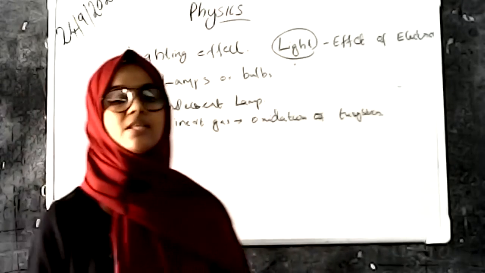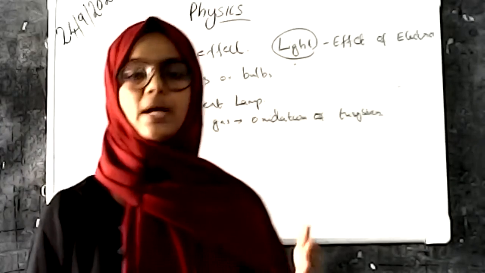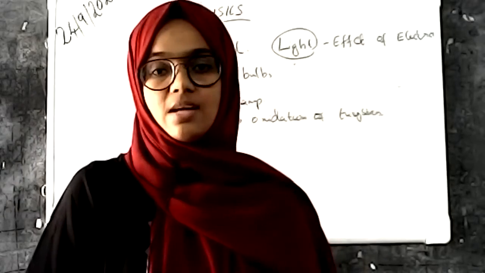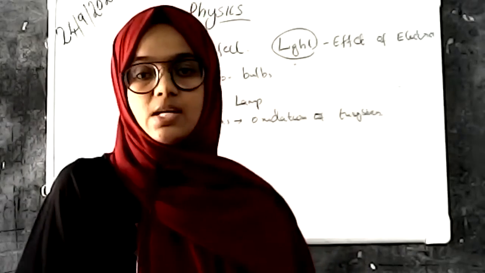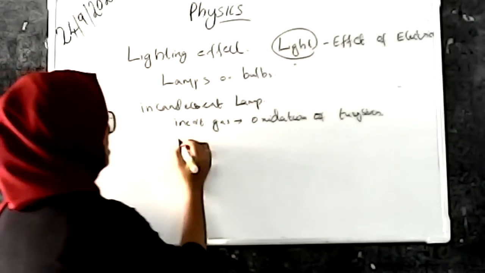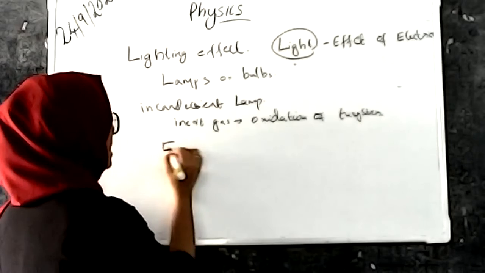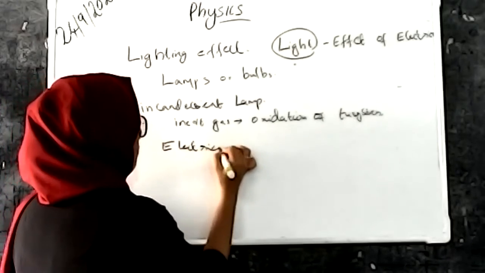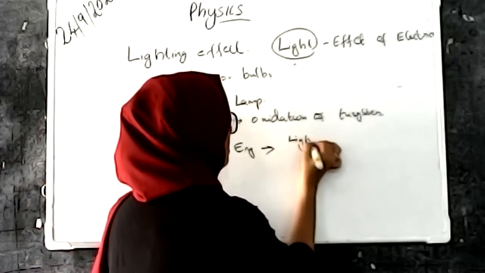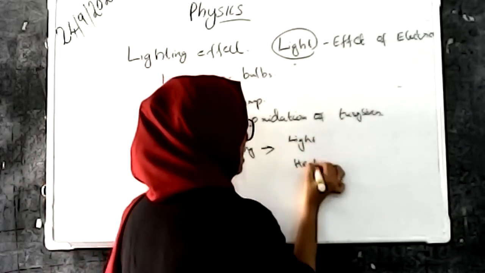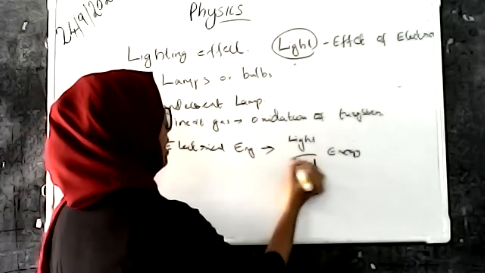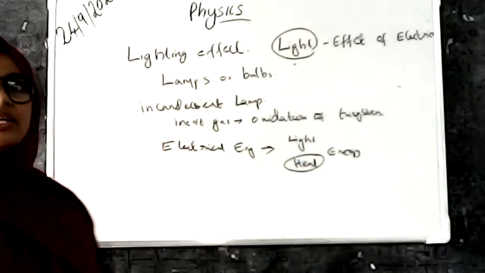In incandescent lamps, the electrical energy given to the lamp is converted to light energy and heat energy. Here the heat energy is an unwanted form. So much electrical energy is transformed to heat energy, and that is wasted. The electrical energy is converted to light and heat energy, and this heat energy is a wasted form of energy, and this is a disadvantage of the incandescent lamp.